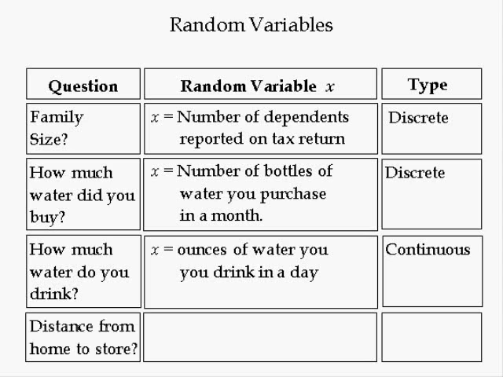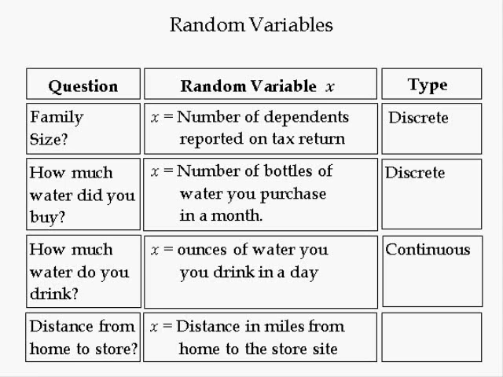Suppose the question is distance from home to store. If x is defined to be distance in miles from home to store, then this will be a continuous random variable because your distance might be 5 miles, it might be 4 miles, it could be 4.5 miles, it could be 4.01 miles, it could be 4.00001 miles. So that would be an example of a continuous random variable.